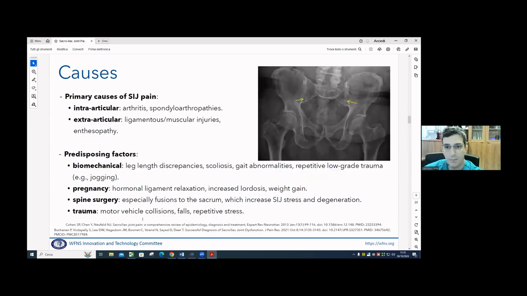Again, we can see some pictures where the articular joints are indicated by the yellow line, where alteration of the anatomy can provide some dysfunction. Some predisposing factors are from a biomechanical point of view: a discrepancy of leg length, scoliosis, gait abnormalities, and pathologies can create distress of these joints. We have mentioned several times the role of pregnancy, because the biomechanical stress provides further work in this area, and there is also an adaptation of the sagittal alignment of the pregnant woman. As well, spine surgery can affect this articulation.